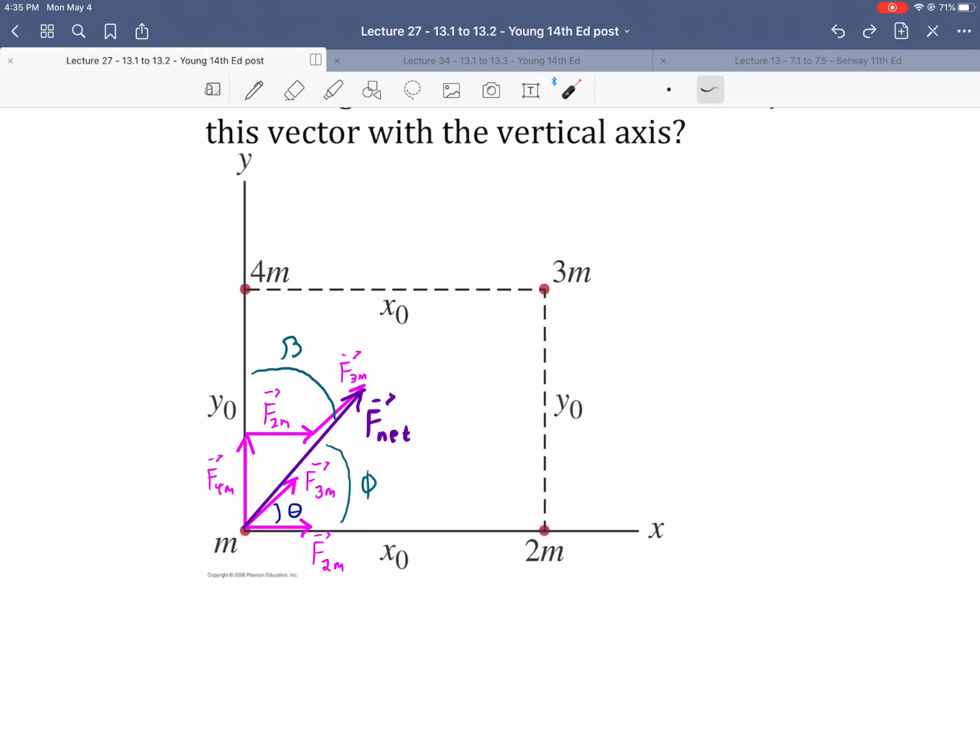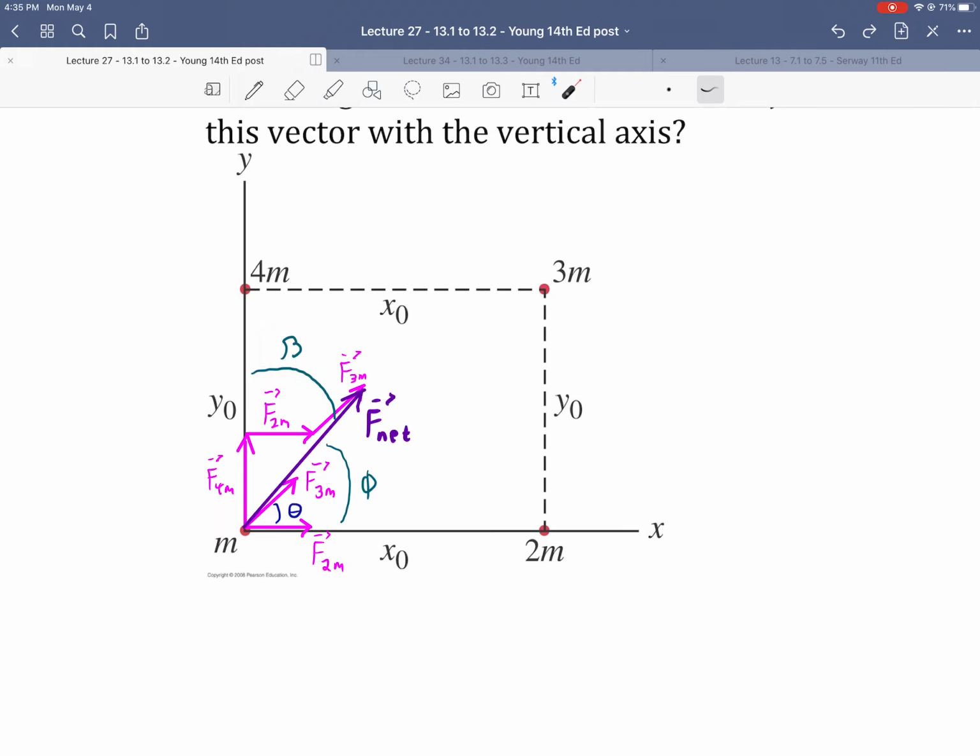If I want to find the net force, I can take a tip-to-tail vector approach to get an idea about where it's going to be. You can see here that it would have some length comparatively to the other ones, and it would point up at an angle that would certainly have to be greater than 45 degrees because this 4m is going to make it more vertical than horizontal. So we'd expect phi to be greater than 45 degrees and beta to be less.